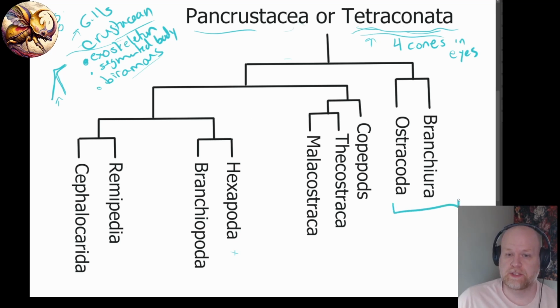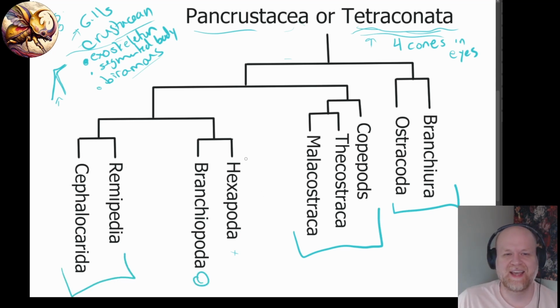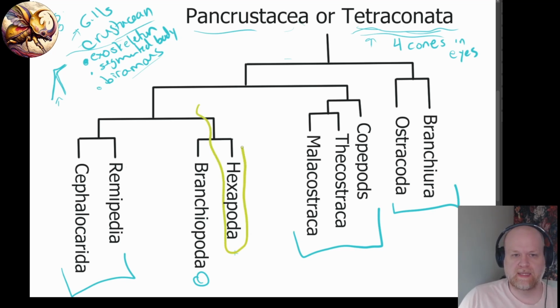Specifically, these are crustaceans, these are crustaceans, these are crustaceans, and this is a crustacean. And that's what I mean by paraphyletic. It does not include this part. Let me change color. It does not include this part of the tree here. These are the hexapods. And the hexapods are the insects and entognaths.